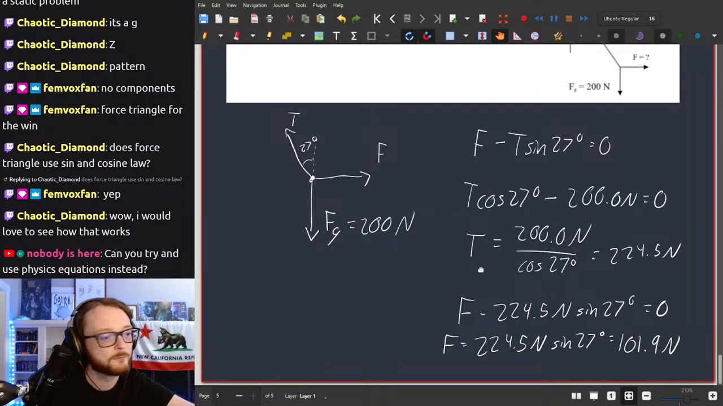These are physics equations. Nobody's here. These are both from F equals ma. I don't know what else you would want.